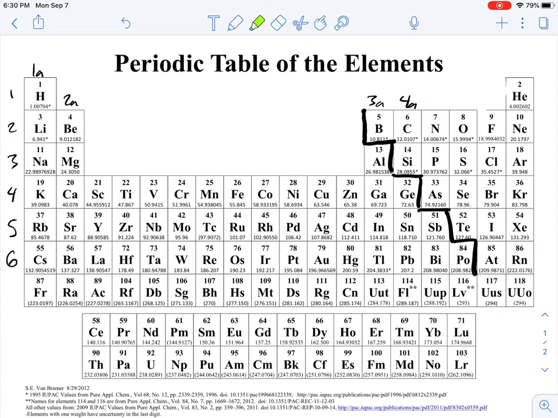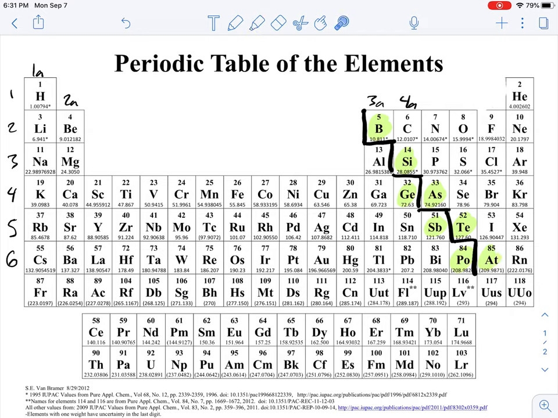And then I'm just going to highlight all of my metalloids. So remember, it's the elements that are touching that staircase, with the exception of aluminum. So that's boron, silicon, germanium, arsenic, stibium. I always call it stibium. It's antimony, tellurium, polonium, astatine.